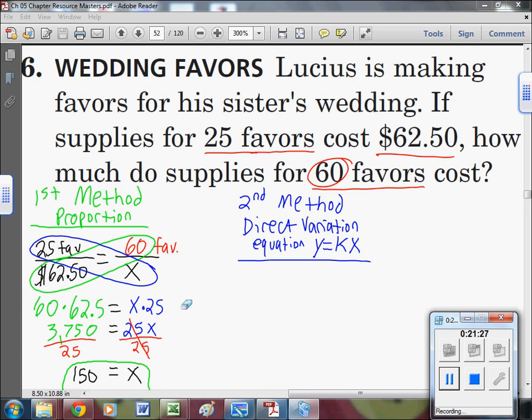Just remember, when you do your cross product property, I'm going to backtrack for a moment, you end up with a one-step equation that you always solve with division because that's how you get rid of all coefficients. We want to get rid of the 25. So found out x was 150.